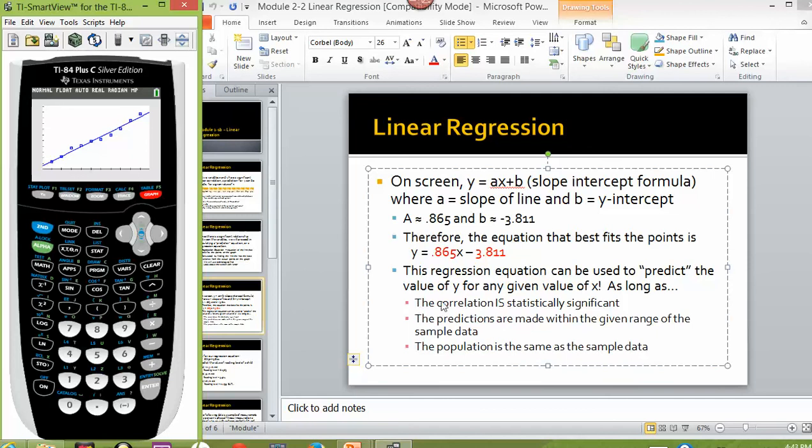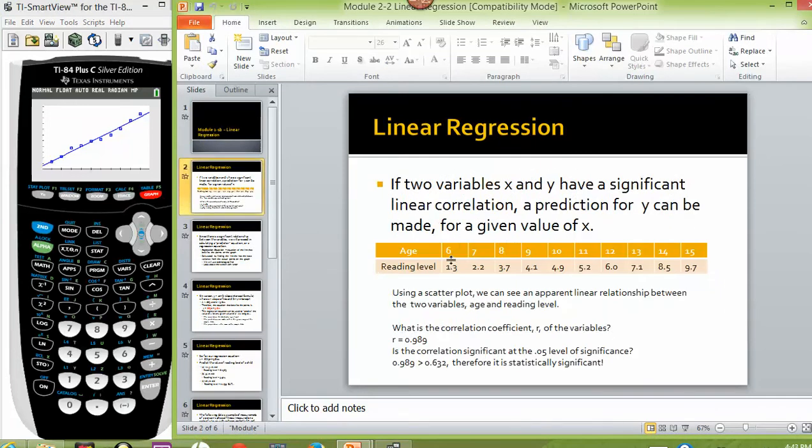So a couple things about this regression equation. Number one, we have to have a statistically significant correlation. In other words, we have to have a really good r in order for this predictor equation to be effective. Also, the predictions need to be made within a given range of sample data. So you do not want to stray too far to the left or to the right of the data that you're given. Now, our ages that we were given, in other words, our x's, go from 6 to 15. So I don't want to go too far outside of that. I might be able to get away with going to 16 or 18 or going down to maybe 5 or 4.